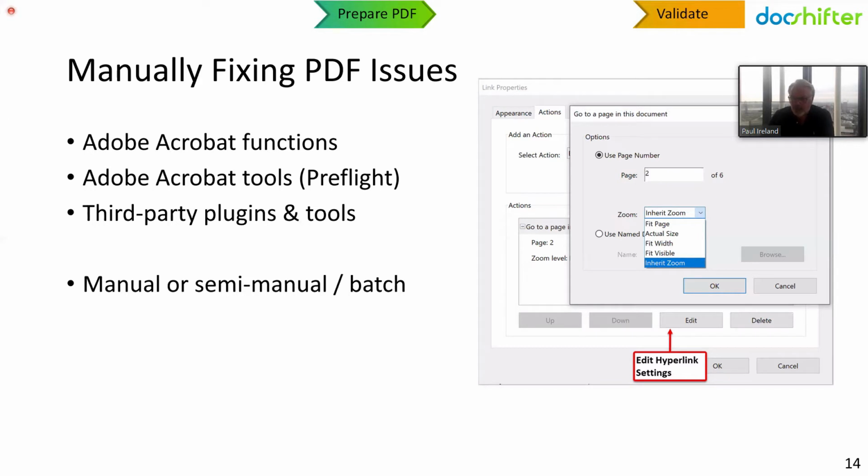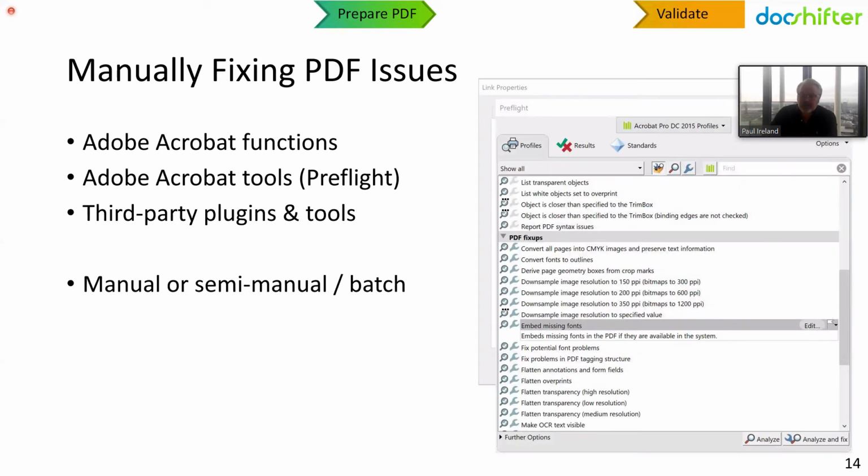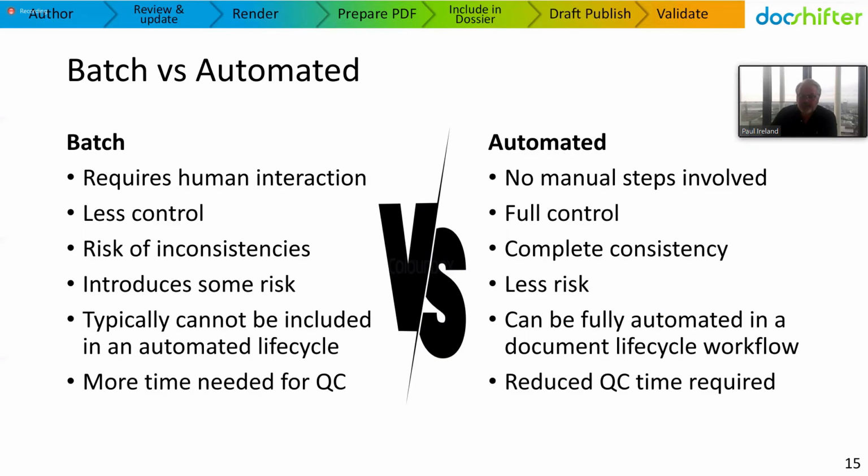Modifying links one by one, or bookmarks, making sure settings are correct to, for example, set to inherit zoom, doing that manually, link by link or bookmark by bookmark, is extremely time consuming. And again, prone to errors, and making sure that you cover all of them. So again, these things can be done, obviously manually or semi-manually in some form of batch mode as well. But again, very time consuming. So again, pre-flight can be used as well.